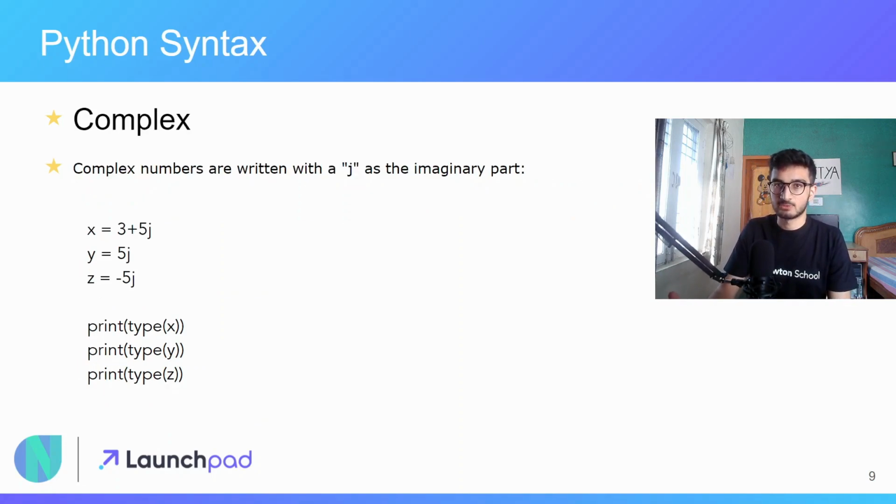Then there is the last one, which is complex. Complex numbers are written with j as the imaginary part. So these numbers have a real and an imaginary part. So we can use 3 plus 5j, 5j or minus 5j. All these are complex. And if you run this and print the type, it would show complex.